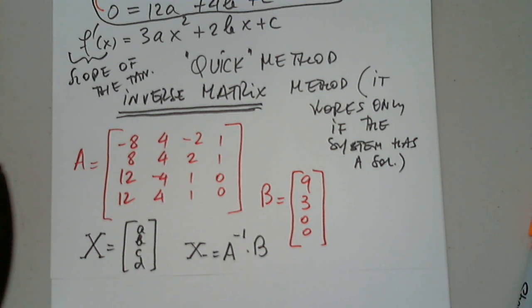And I want matrix D to be a 4 by 4. And then I enter on rows -8, and then 4, and then -2, and then 1, and then 8 again, and then 4, and then 2, and then 1, and then 12, and then -4, and then 1, and of course 0 because D is not in this third equation, and then 12, and then 4, and then 1, and then 0, and then I get out of there.